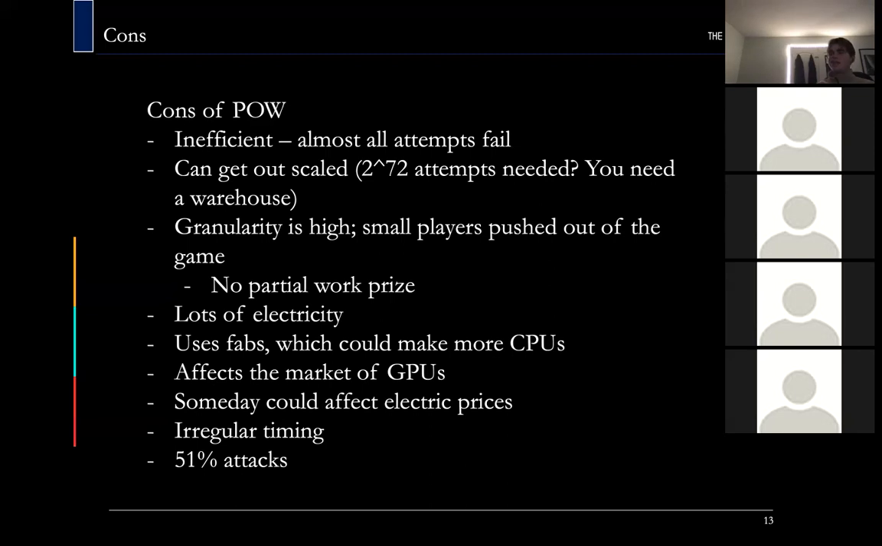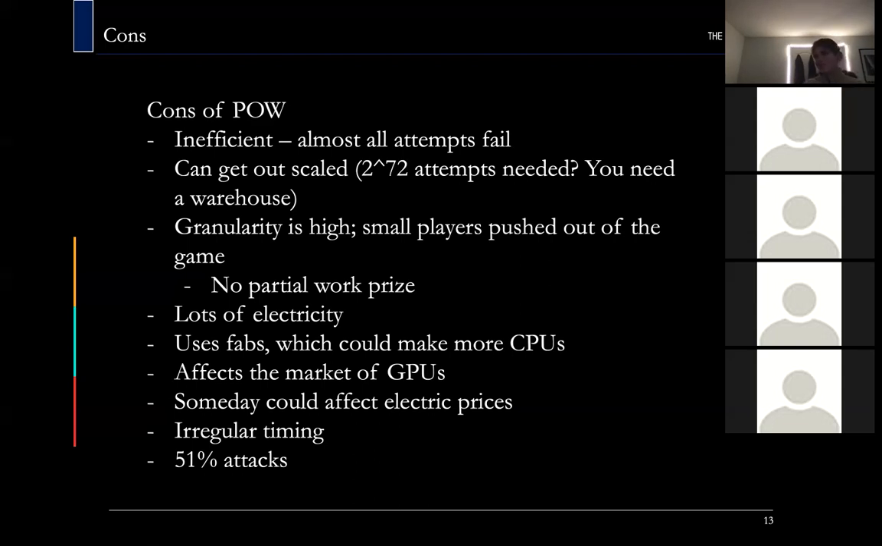So then it's kind of bad because all those resources are then just thrown away. Lots of electricity, as I talked about before. Uses fabs, which could make more CPUs. So that's what I was talking about, how all of these fabs are getting used to then mine and not get made for more computers, or GPUs and all of that. All of these resources are getting put towards mining, which just solves math problems that just get proved to not be correct, when they could be used for anything else. Something that has more of a purpose than just all of these math problems.